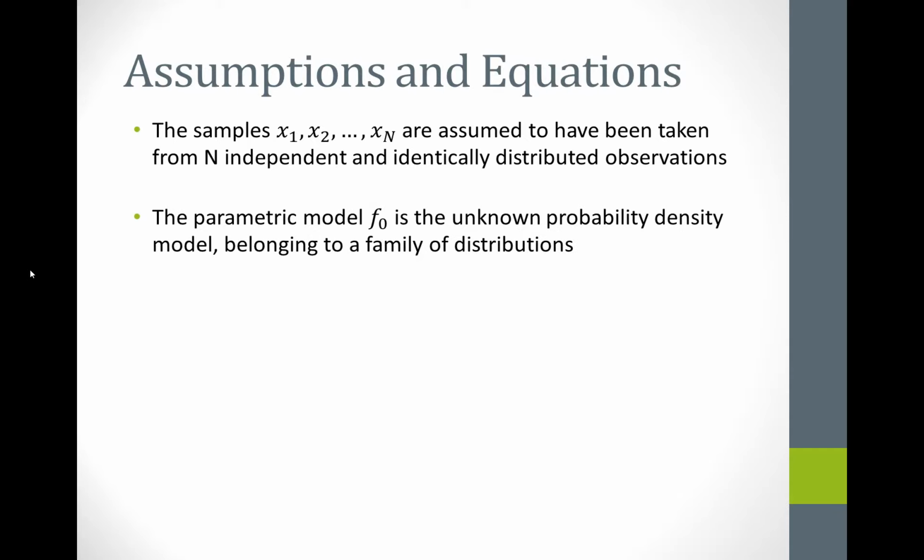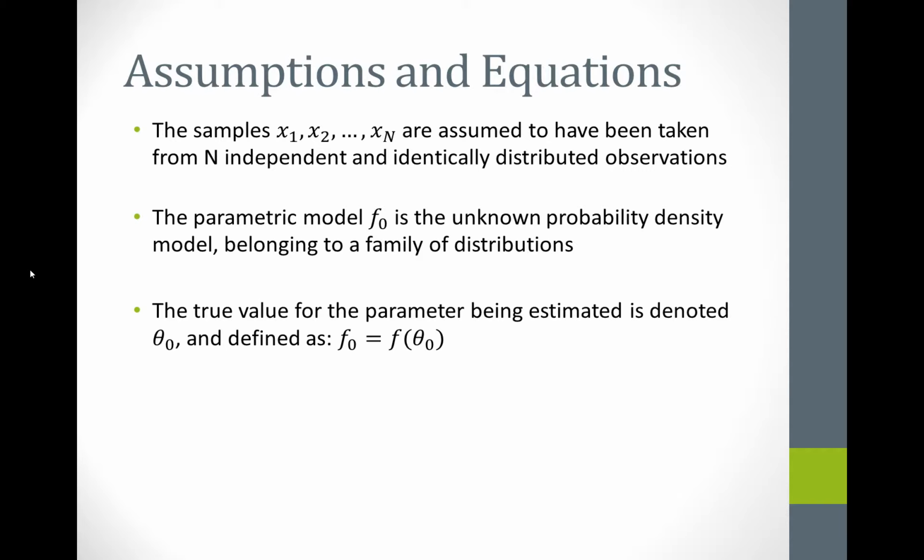The second main assumption deals with the unknown probability density that we're trying to estimate. We're going to refer to this as F0, and the interesting thing about F0 is it has to belong to a family of distributions. For the purposes of this video, we'll be dealing with only normal distributions. They're easy to work with and easy to represent, and you can still get powerful conclusions from them. So for this assumption, F0 has to be a normal distribution. We don't know the specific distribution, we know it is a normal distribution though.